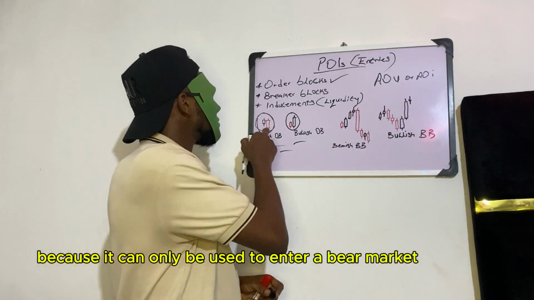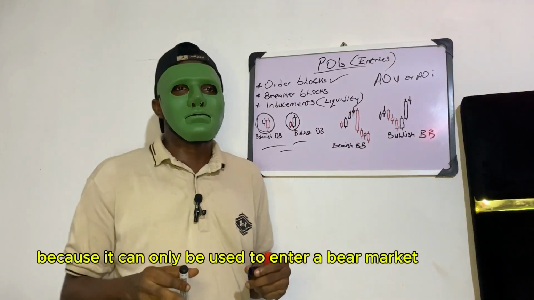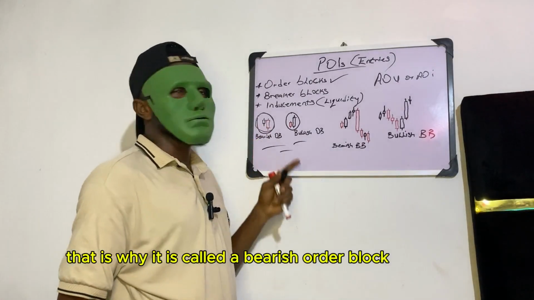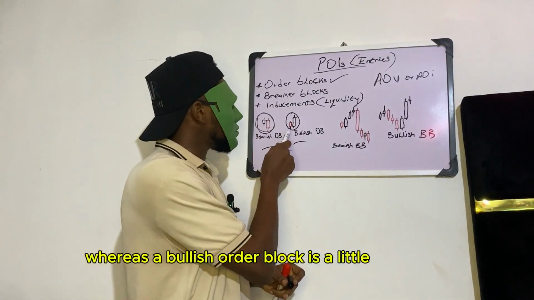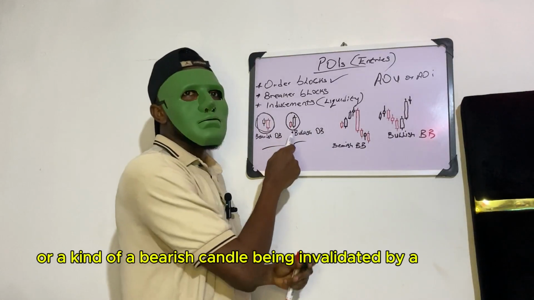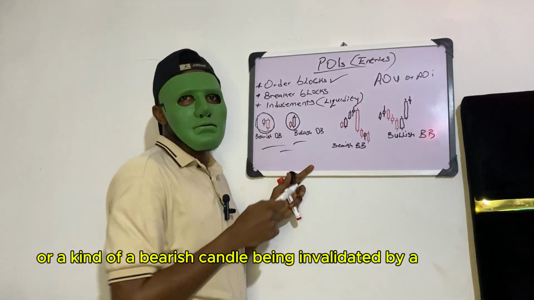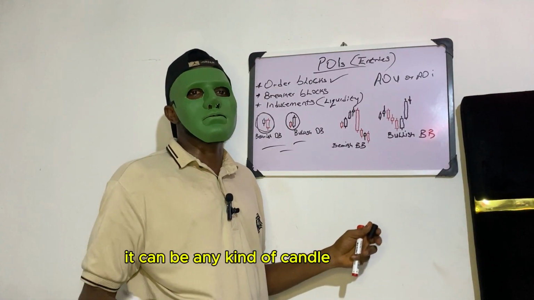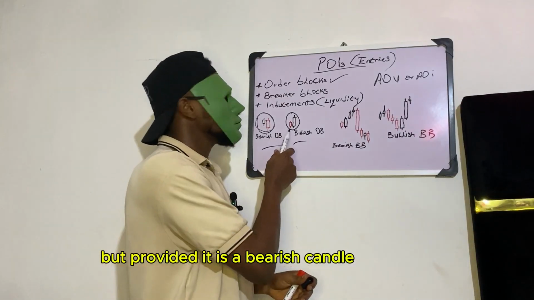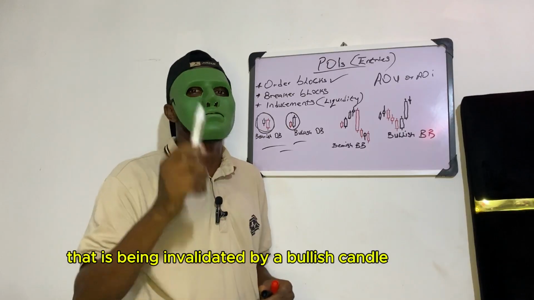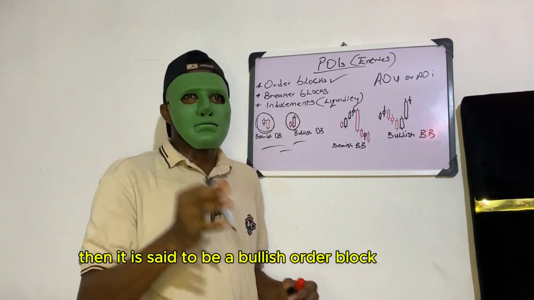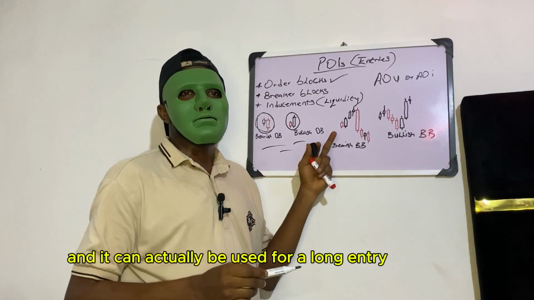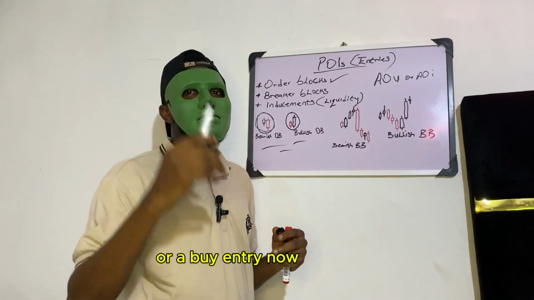Why? Because it can only be used to enter a bear market, or a short market, when you want to sell. That is why it is called a bearish order block. Whereas a bullish order block is a bearish candle that is invalidated by a bullish engulfing candle. It can be any kind of candle, it can be a Harami pattern or anything, but provided it is a bearish candle that is invalidated by a bullish candle, it is said to be a bullish order block. And it can be used for a long entry, or a buy entry.